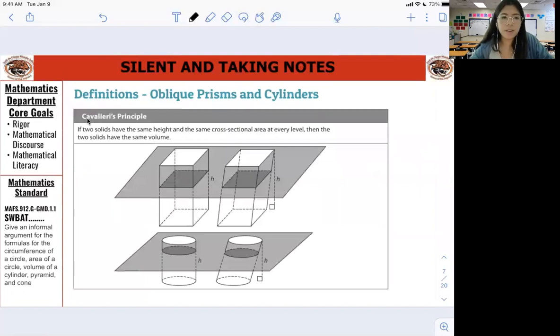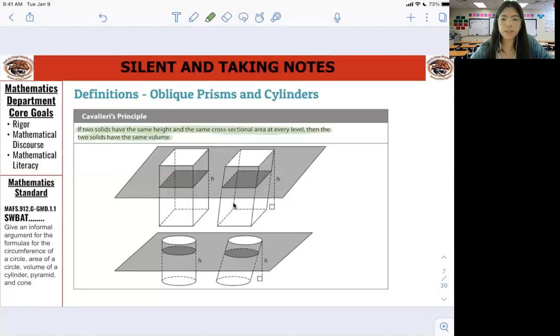And that is something that's called Cavalieri's principle. It sounds kind of formal and serious, but it's basically exactly what I just showed you. This is something that will come up. I've seen it come up as a definition question. So it's very important that you guys write this one down. Cavalieri's principle: if two solids have the same height and the same cross-sectional area at every level, then the two solids will have the same volume.